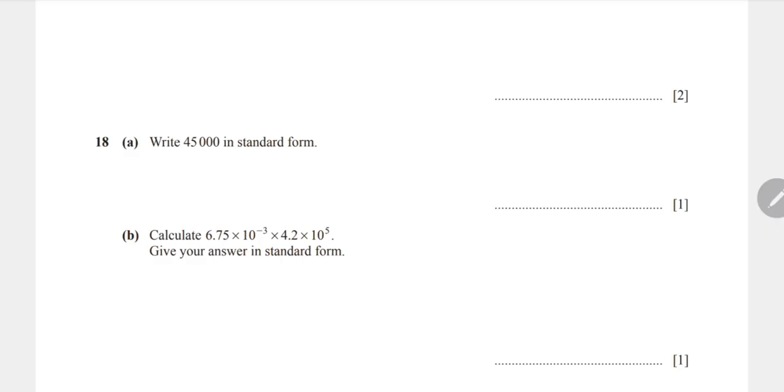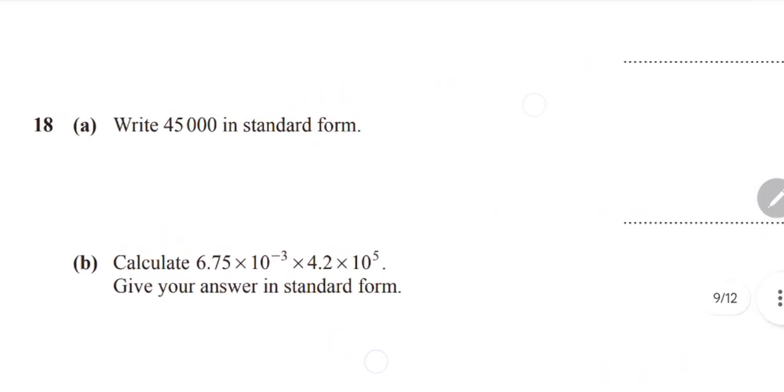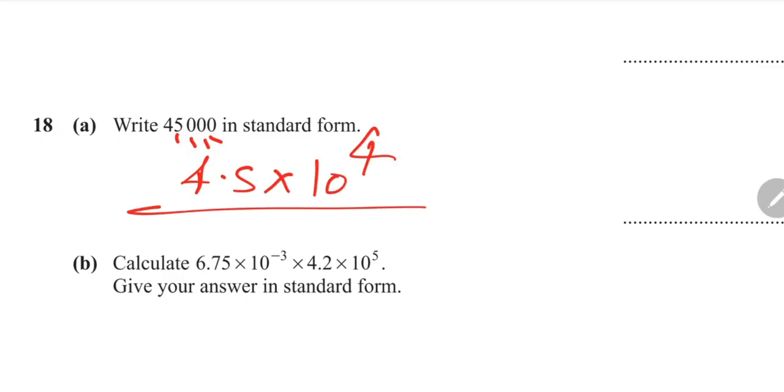Next question: write 45,000 in standard form. Standard form means a scientific value; the value must be in the form of a number times a power of 10. Let's read this question carefully. It's 45,000, and count 1, 2, 3, 4. So 4 digits after the first place, so we write 4.5, and because of 4 digits, 10 raised to 4. So the standard or scientific value of this is 4.5 times 10 raised to 4. Done.